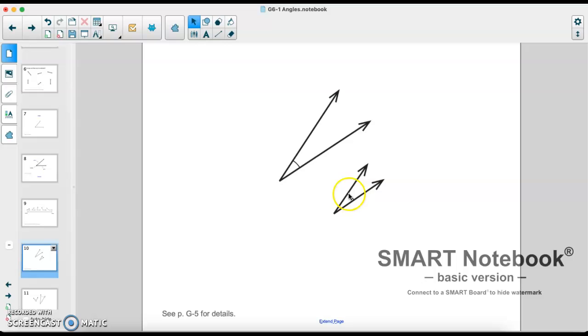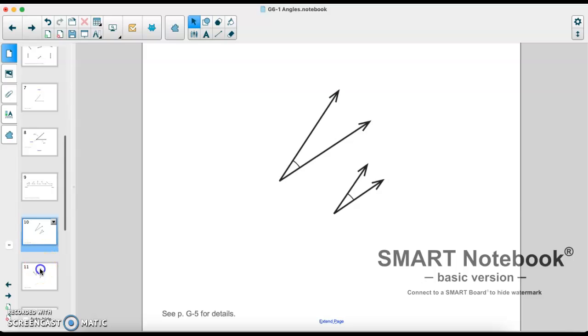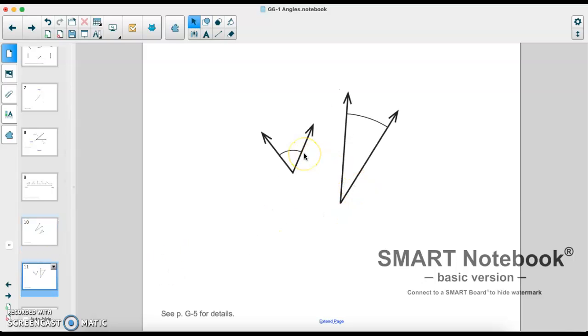However, the size of the angle itself, the measurement of the angle, is the same. So even though this one here is longer than this one, the measure of the angle is still the same. Okay. The arms are shorter on this one, but the size of the angle is actually greater in this one than in this one, which has larger arms.